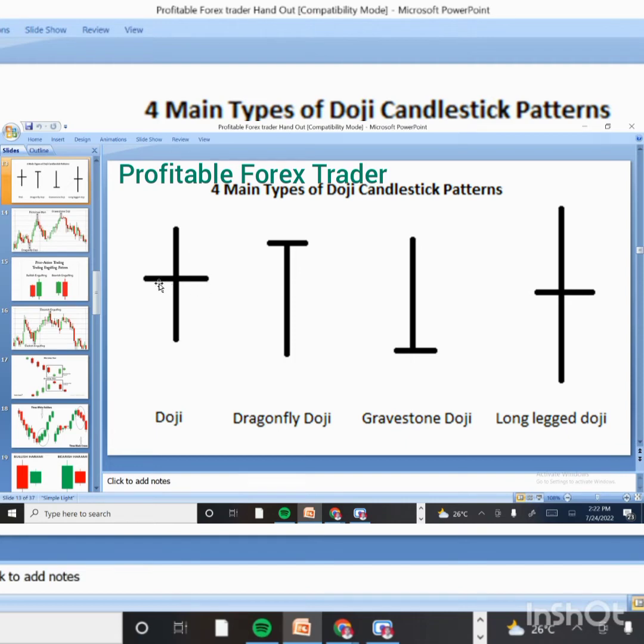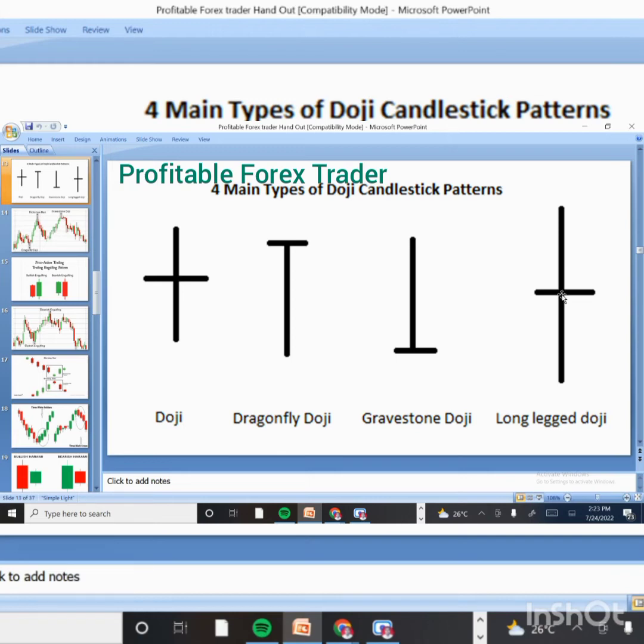Why? Because it is an indecision candlestick. The sellers or the buyers at these particular zones are indecisive as to whether to continue going up or continue to go down. Right? I'm going to show it on the chart for better understanding. So the narrative here is the same narrative here. Indecision candlestick.